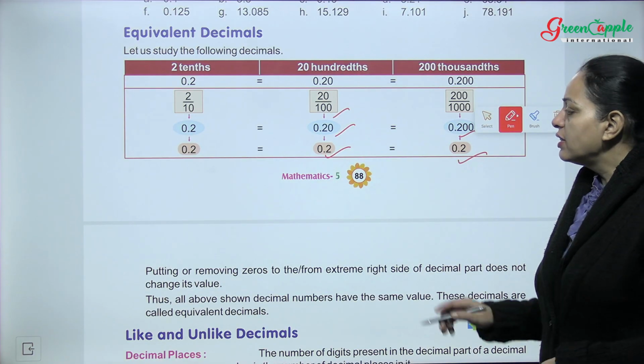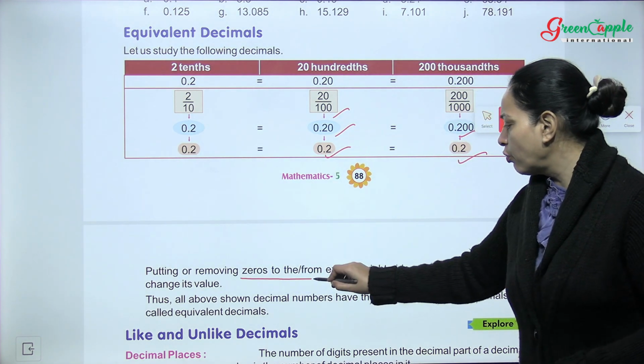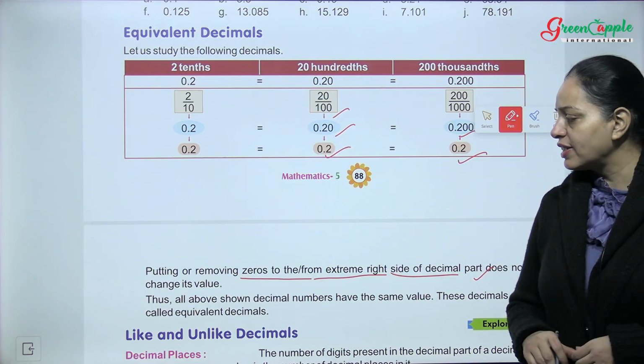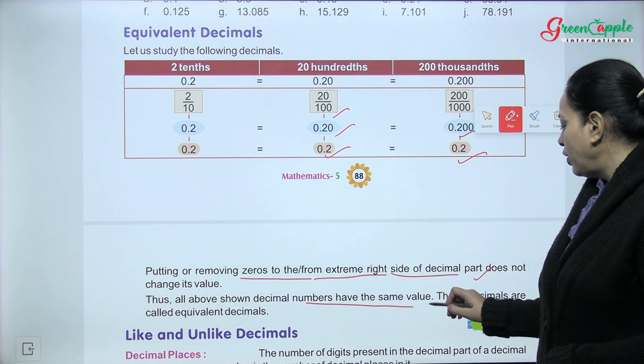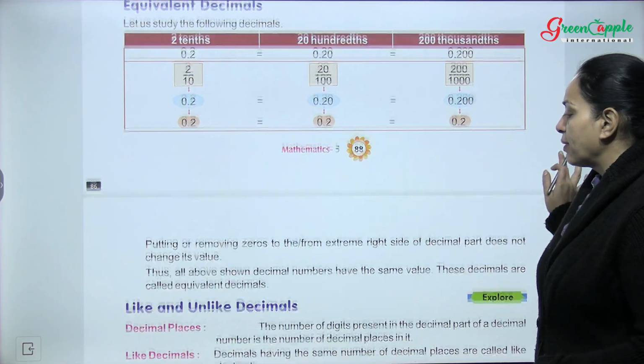you can write 0.2. So putting or removing zeros from the extreme right side of the decimal part doesn't change its value. So all the above shown decimal numbers have the same value. So these are called the equivalent decimals.